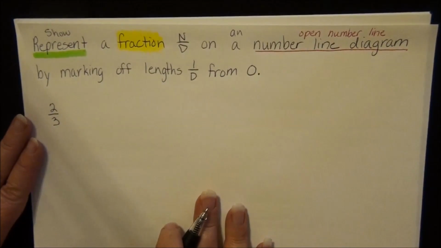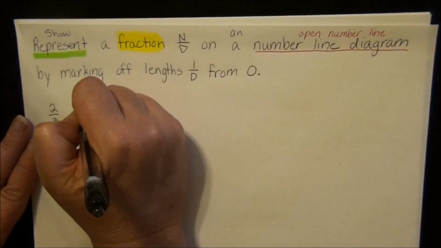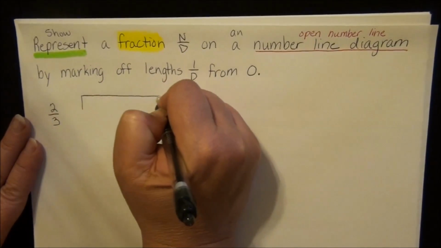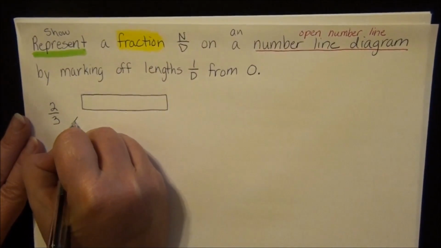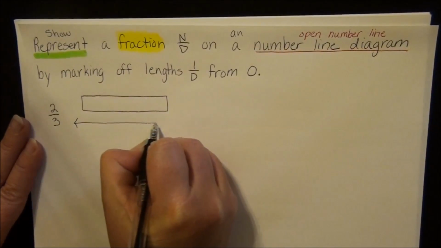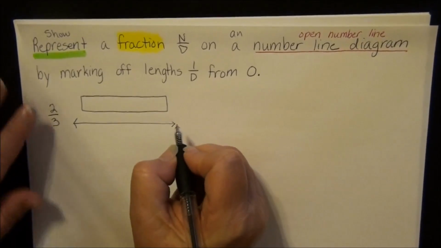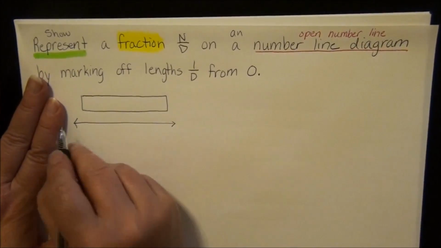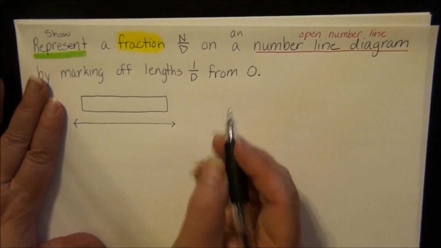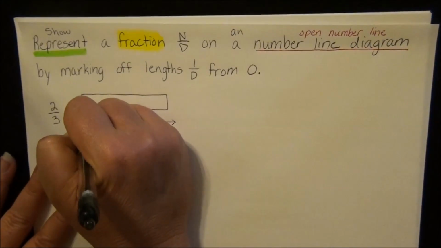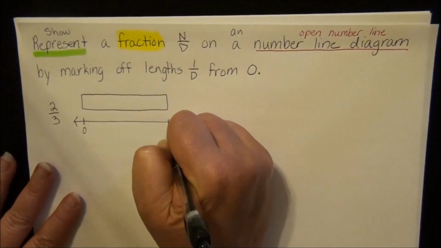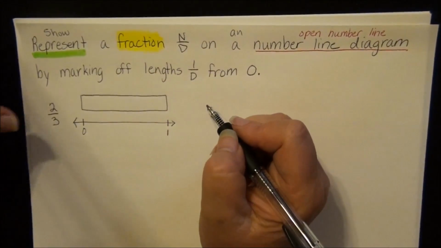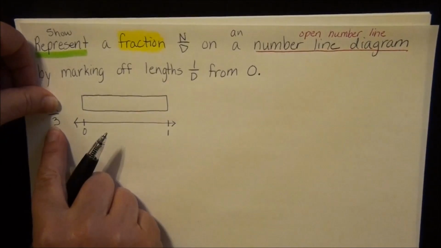So first I'm going to draw my candy bar. And I draw my open number line underneath. We're not even worried about what the fraction is yet. All we're doing is just making our open number line and our candy bar. We're going to start at the beginning of our candy bar with 0 and the other end of our candy bar at 1.